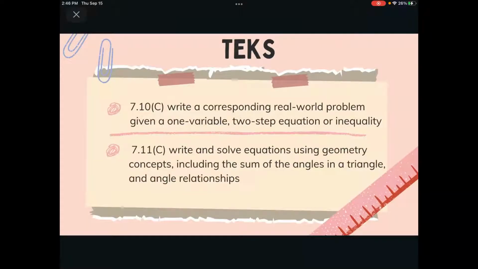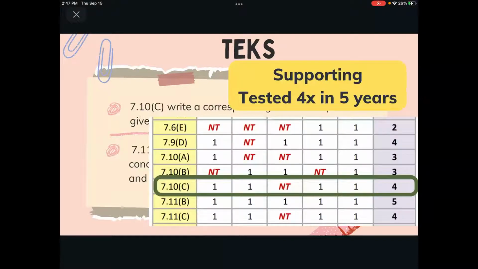So I talked about the TEKs in the previous slide. 710C, write a corresponding real-world problem given a one-variable two-step equation or inequality. Remember, this week we're only covering equations. The following week we will cover inequalities. 711C, write and solve equations using geometry concepts, including the sum of the angles in a triangle and angle relationships.